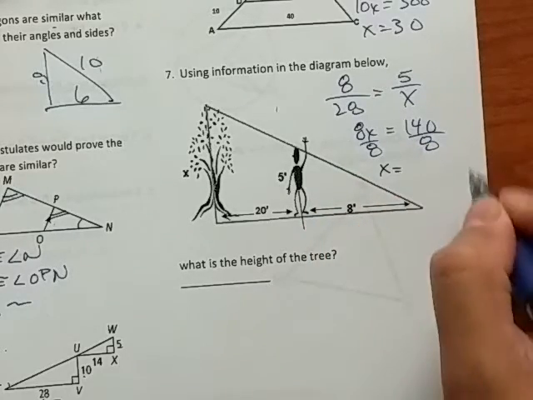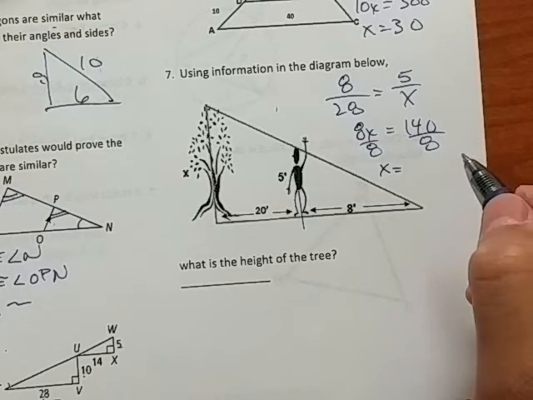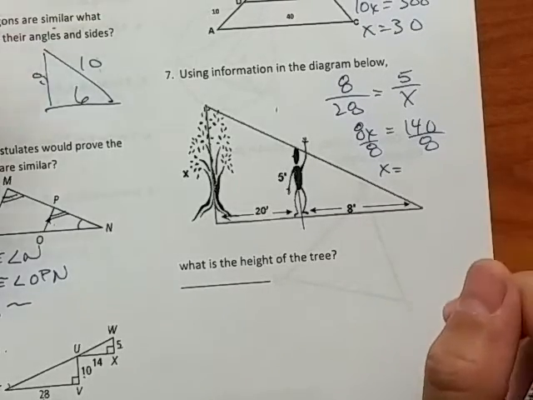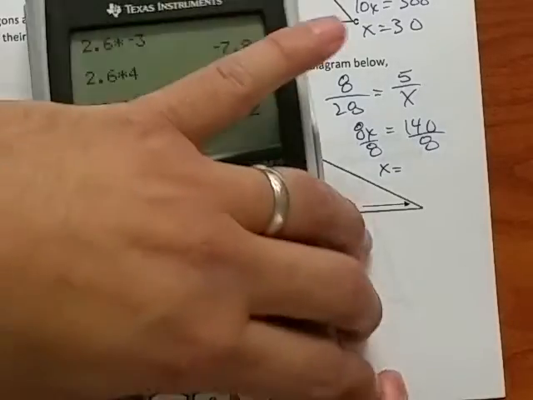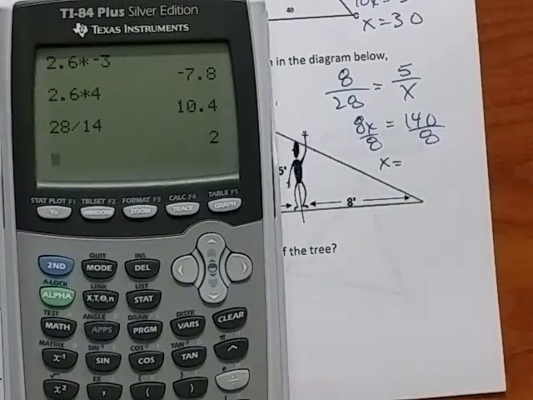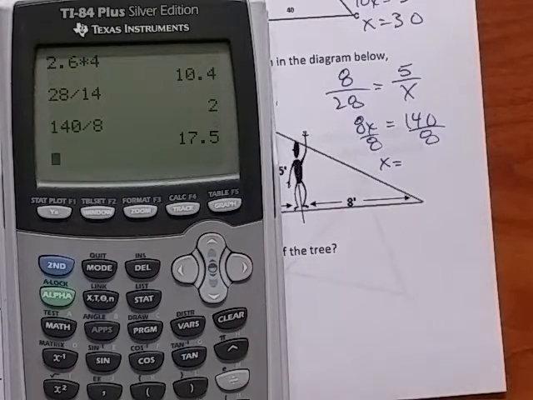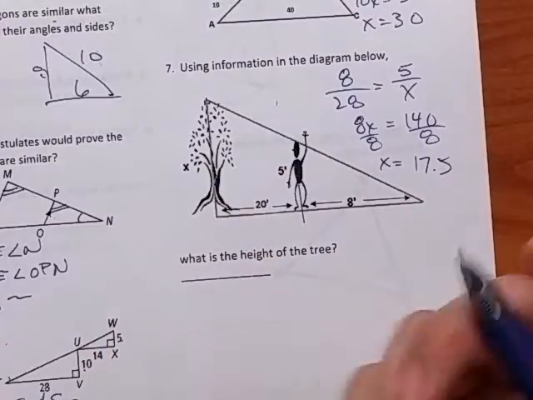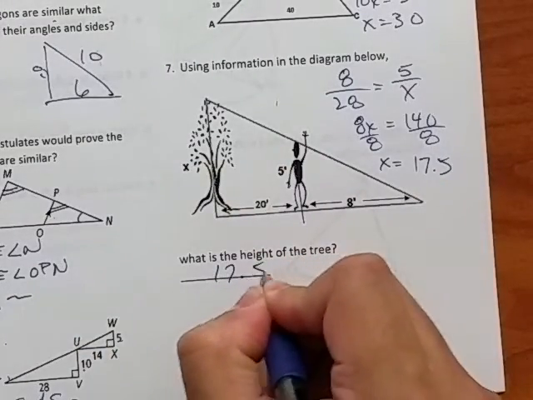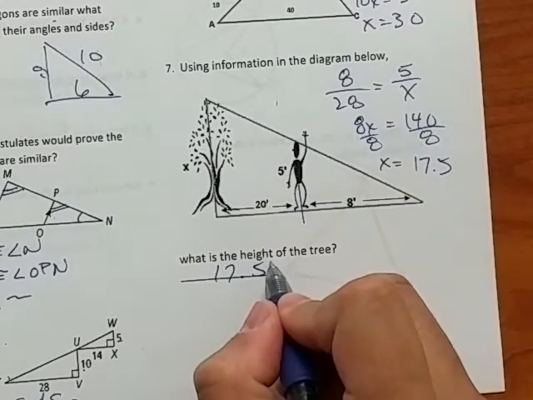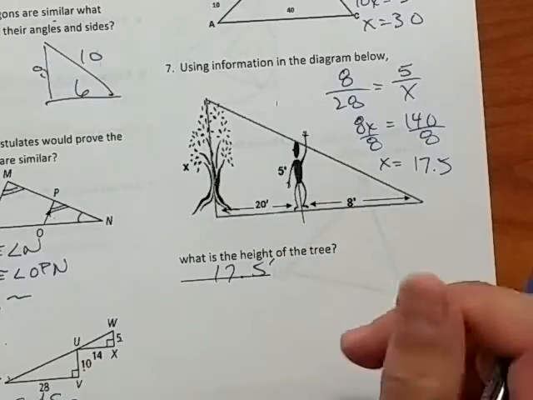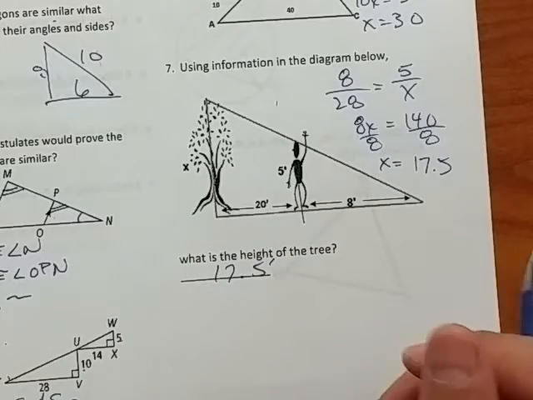So x is, I don't know, can't do that one in my head. So 140 divided by 8, 17.5. So x is going to be 17.5, and these are all in feet. Okay, the little one tick mark is the same as saying feet. 2 tick marks is inches, 1 tick mark is feet.